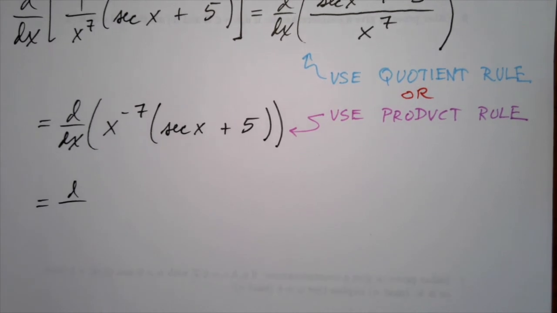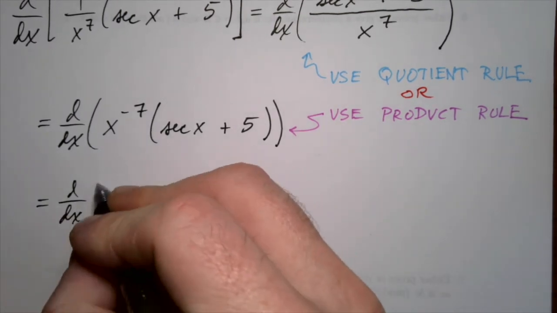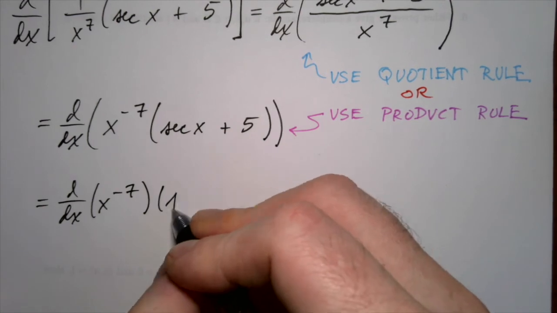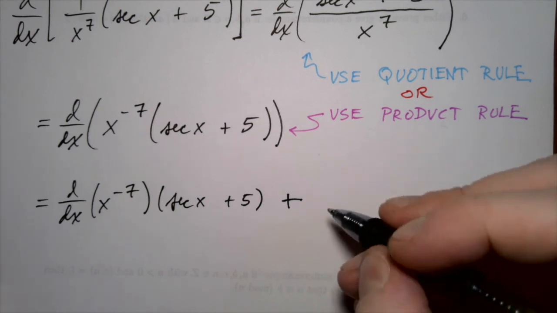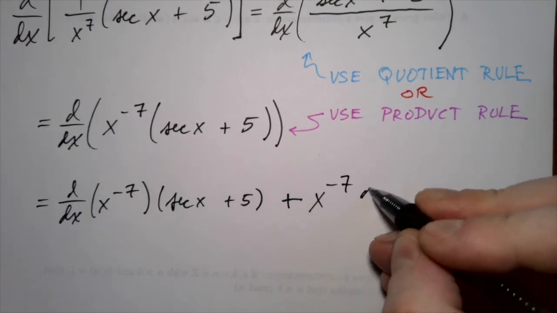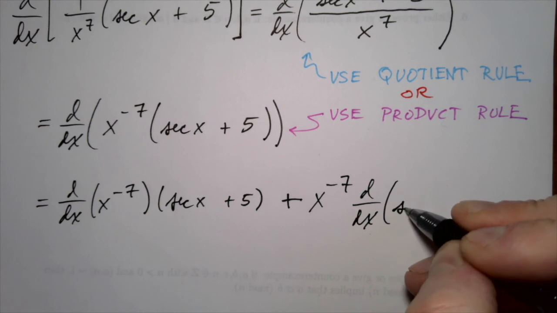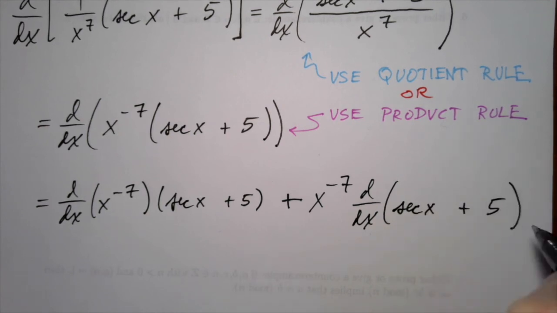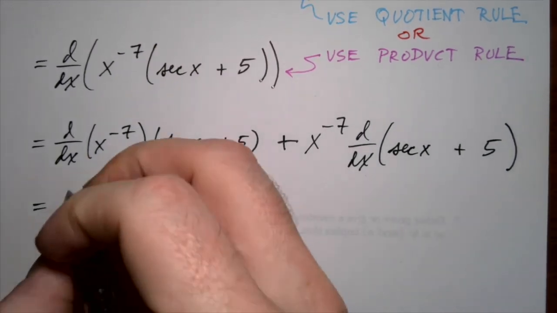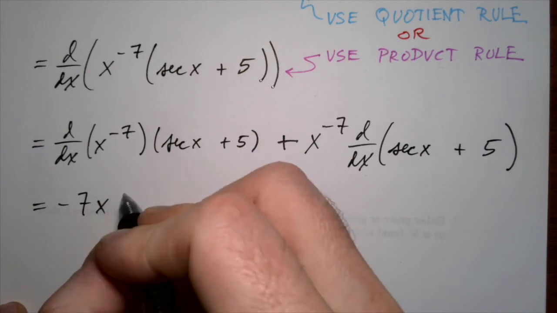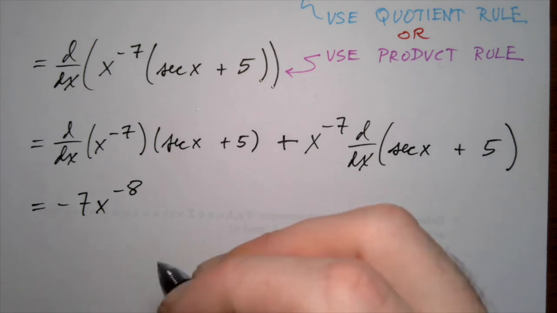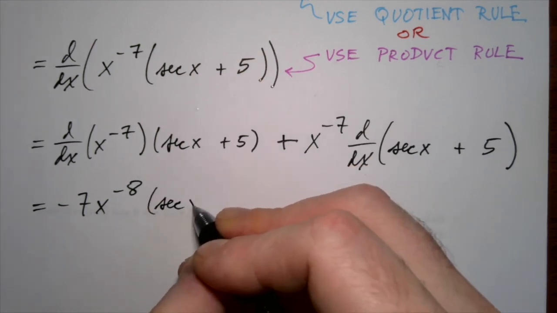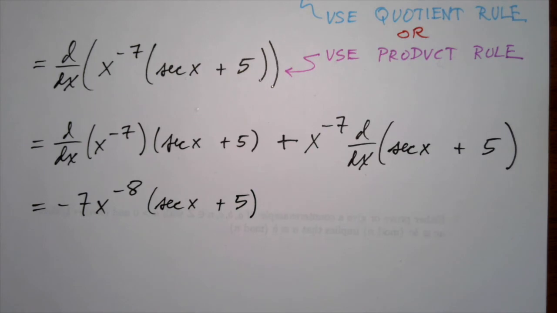To find that derivative, we'll be taking the derivative of the first function, x to the minus 7, times the second function, plus, remember it's a plus in the product rule, the first function, x to the minus 7, times the derivative of secant of x plus 5. Groovy. Alrighty. Derivative of x to the minus 7, that's just our old friend, the power rule. It's becoming very familiar by now. Bring the exponent down, subtract 1. And then the second term, nothing happens. We just get secant of x plus 5.